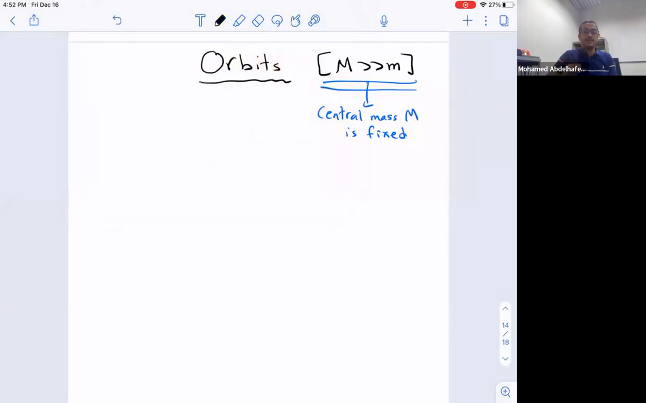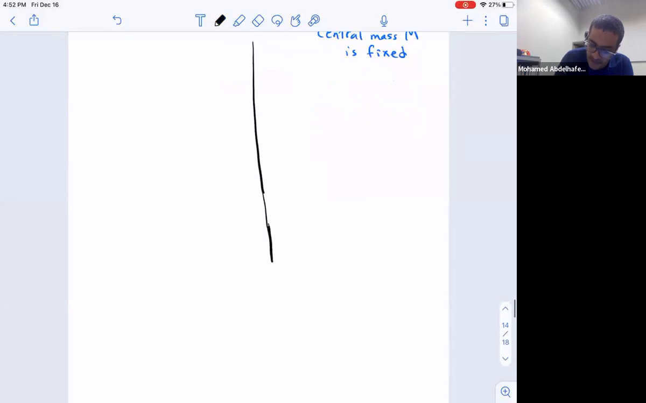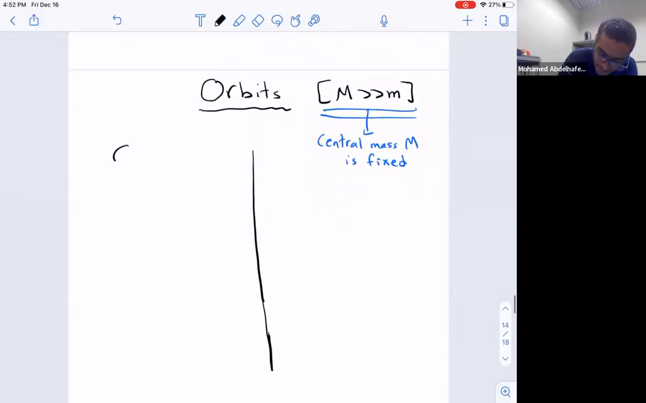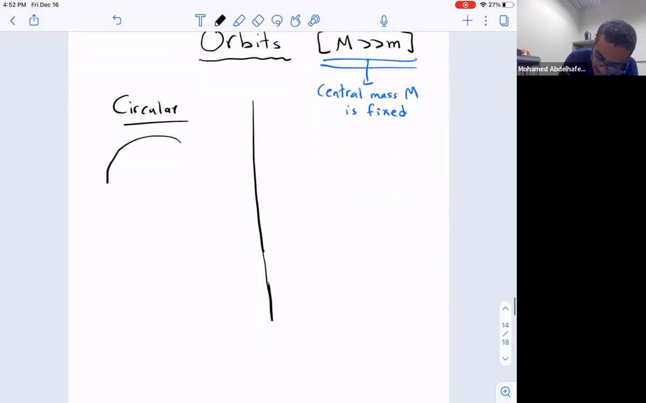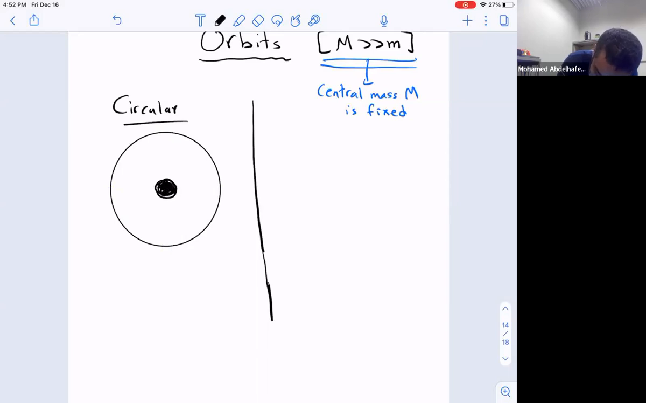So we have two types of orbits that come in this course. Circular. So you're going in a circle around, so this is how it looks like. There's a big mass M that's fixed, not moving. We don't have to worry about it. And there's a little mass m orbiting with a radius r in a circle.